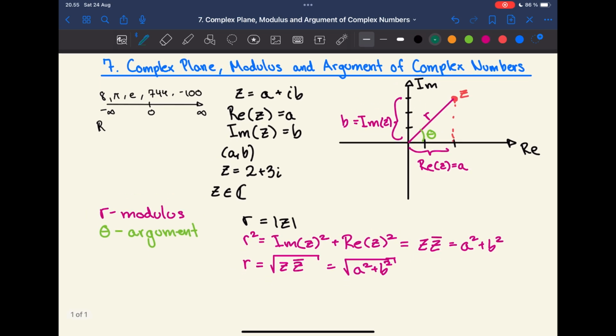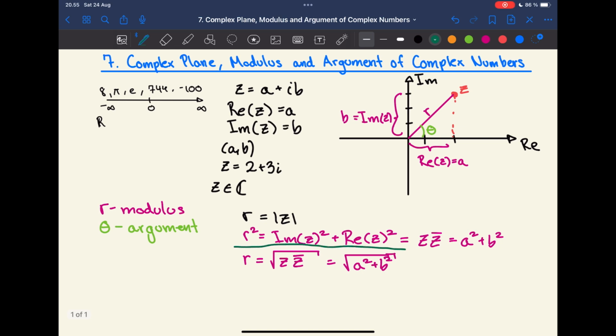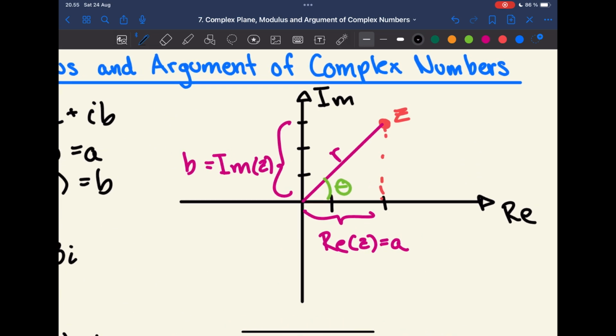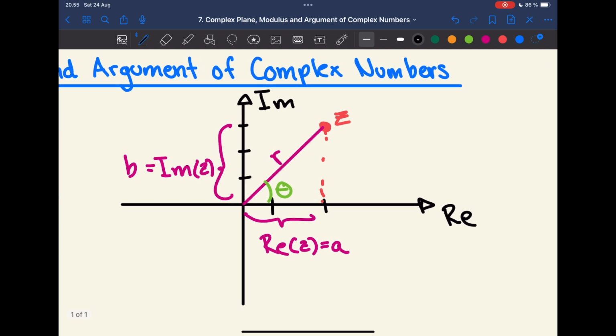So let's just put a box around that because it's one of our main results here, together with, of course, introducing the complex plane. But let's also go to the argument. Now, the argument, there's two different ways to do it. Let me just zoom in here on our drawing of the complex plane.